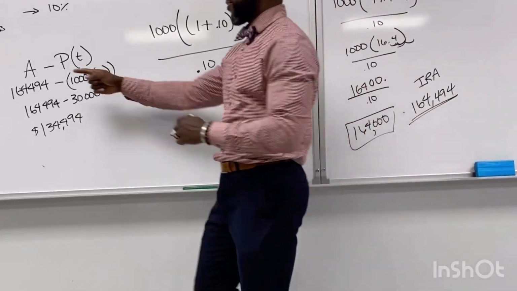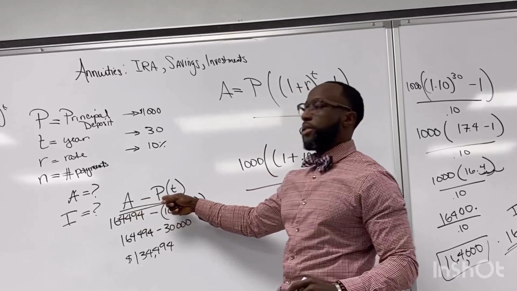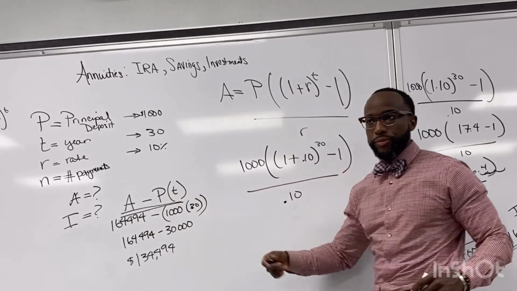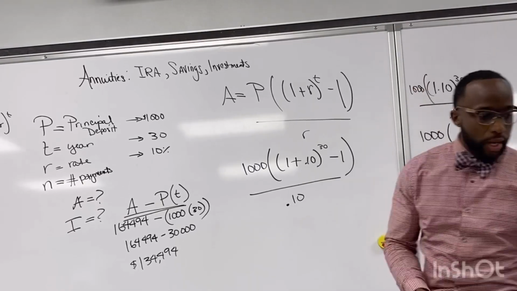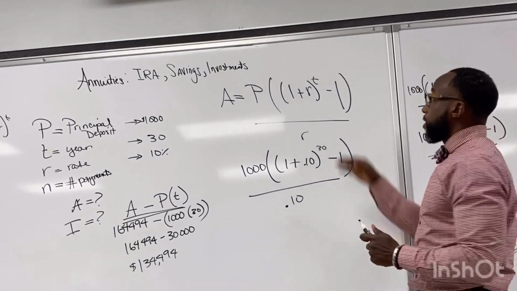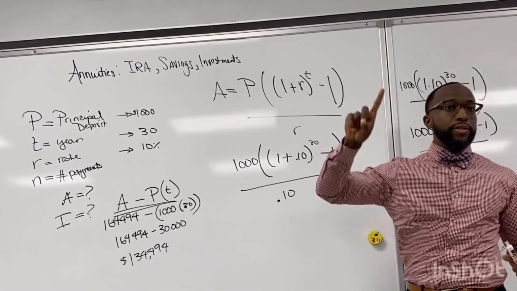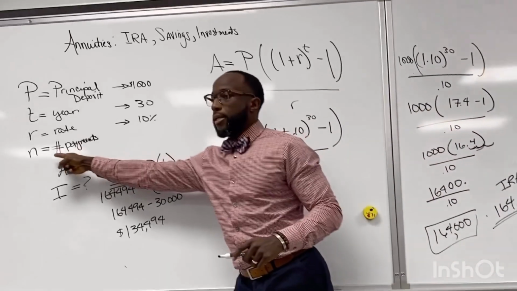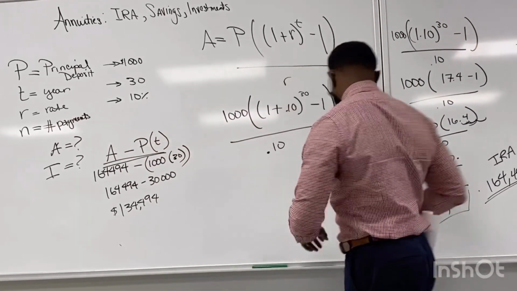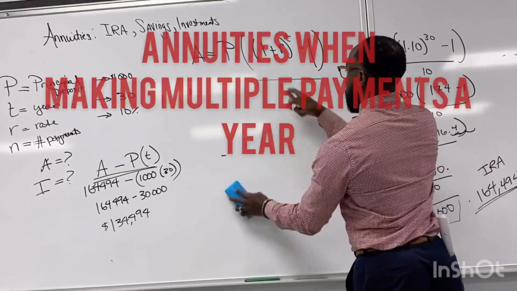So to calculate your interest, you use this formula here. A minus P times T, P being the principal. Okay? Cool. All right. Now, this is the case if you make one payment a year into your savings. Now, let's look at the different number of payments a year, okay? Then we'll be done. So this is for one payment a year, right?